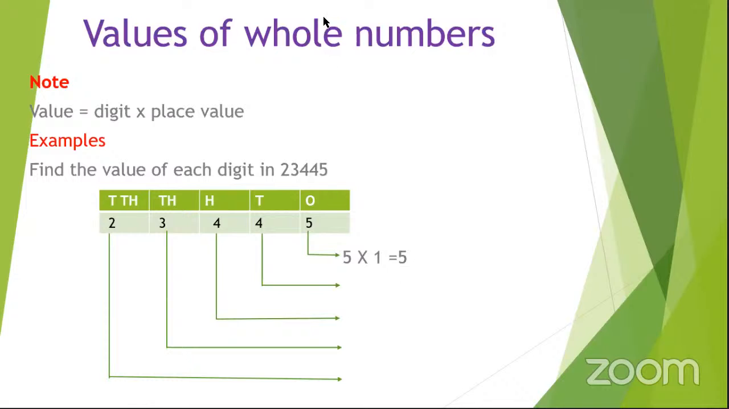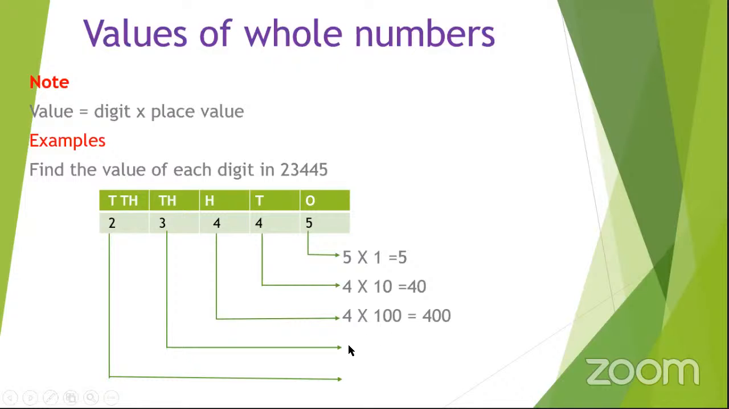I want someone to tell me what could be the value of 4 now. How can we get the value of 4? Yes, Nasha? By multiplying 4 times 10. Wow. So for us to get the value of 4, we shall multiply 4 times 10, and it will give us the answer 40. When we move to the next 4, we shall multiply 4 times its place value, which is 100, to get 400.